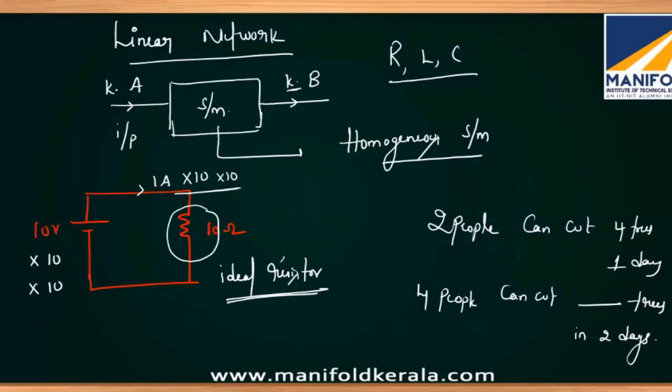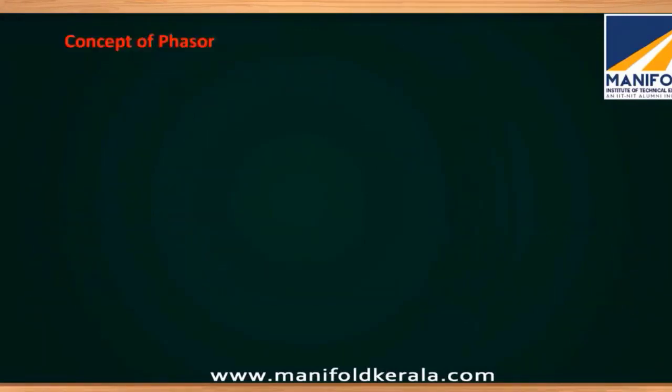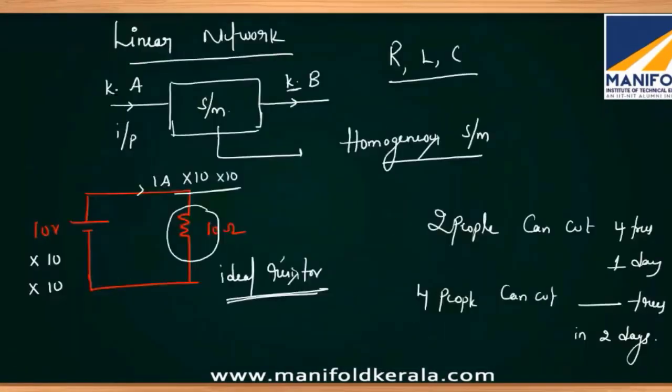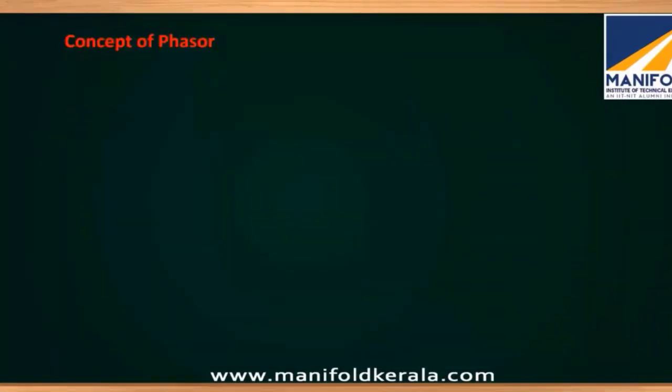So blindly you remember one thing. If your network contains only resistors, inductors, and capacitors, then your network is a linear network. Understand? The next concept is the concept of phasors.